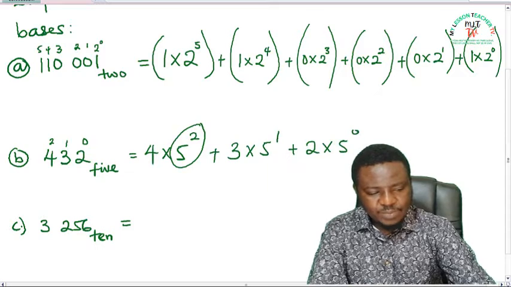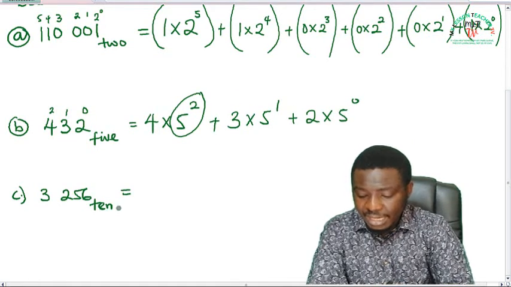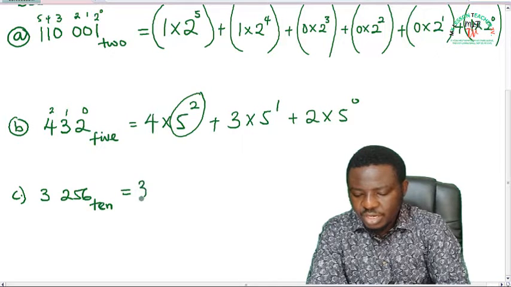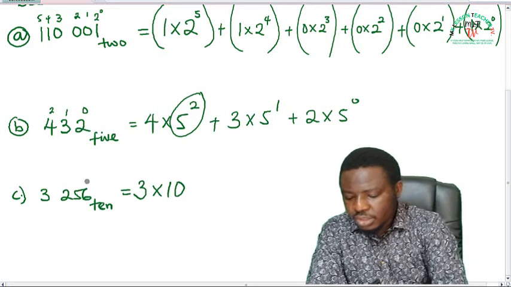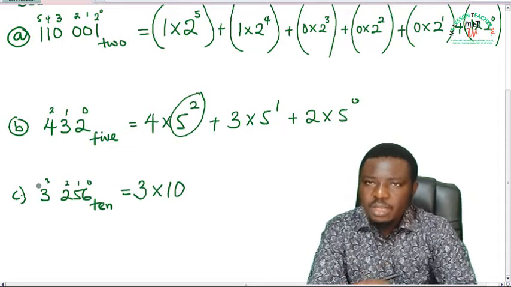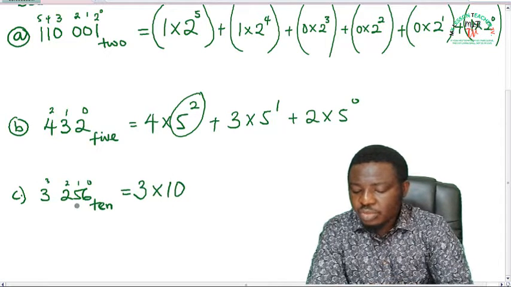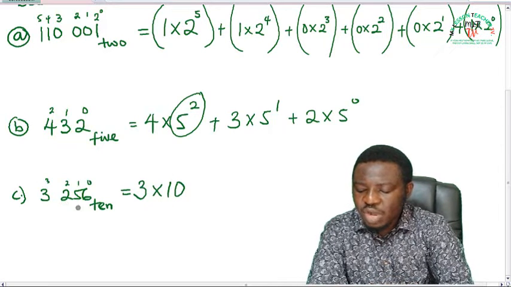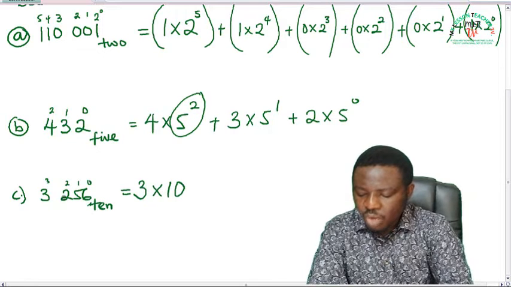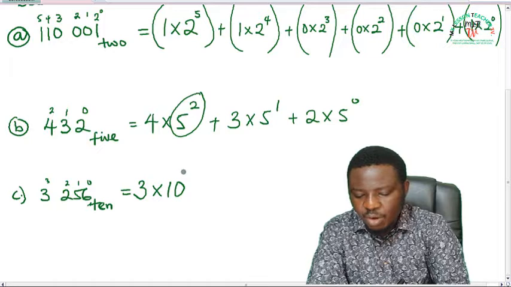C, in expanded form, can be written as, this is in base 10, so this will give us 3 times 10 raised to the power of, what is the place value? This is 0, 1, 2, 3. Or, in essence, you can say this is 3 times 10 raised to the power of the number of digits you have after that value. So I have 3 digits after 3. So this is going to be times 10 raised to the power of 3.